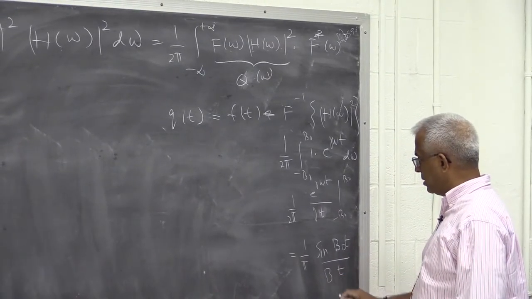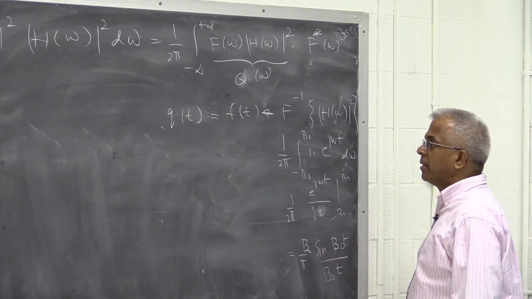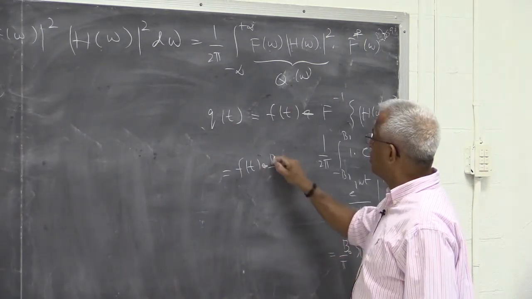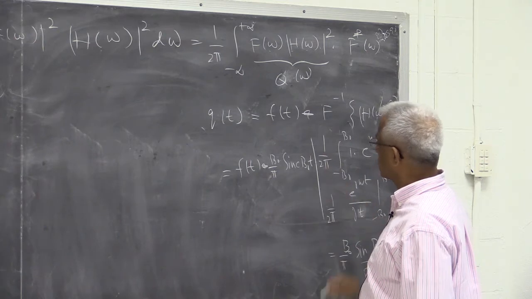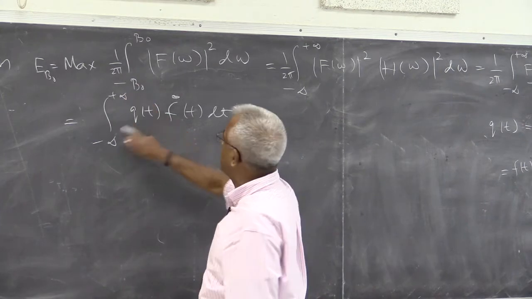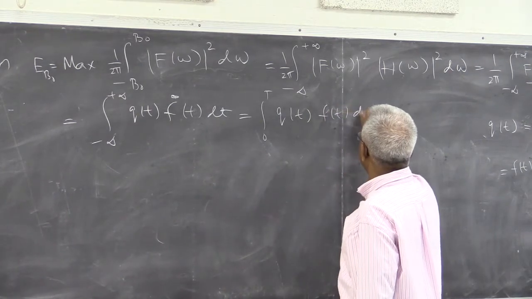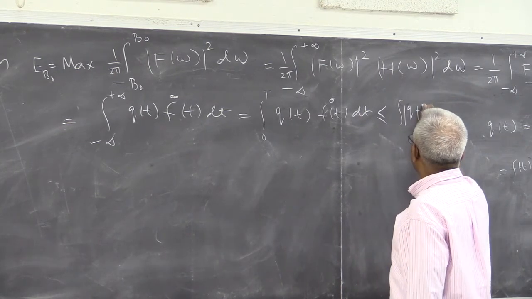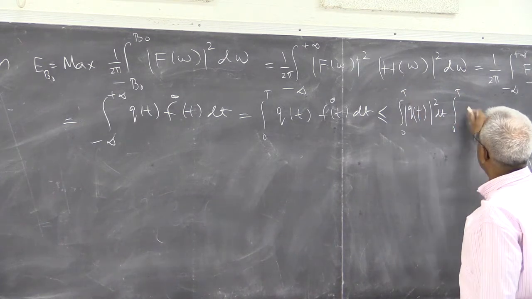So I can multiply by B naught here. So I get this, which is sinc B naught t. So q(t) is going to be f(t) convolved with B naught by pi sinc B naught t. But remember, f(t) is now a short pulse. f(t) is a pulse, so this is the integral from 0 to t of q(t) f(t) dt. By the Schwarz inequality, this is going to be less than or equal to the integral of q squared(t) dt multiplied by f squared(t).